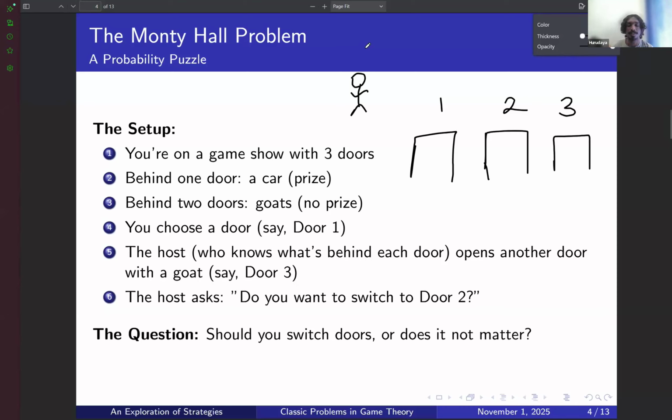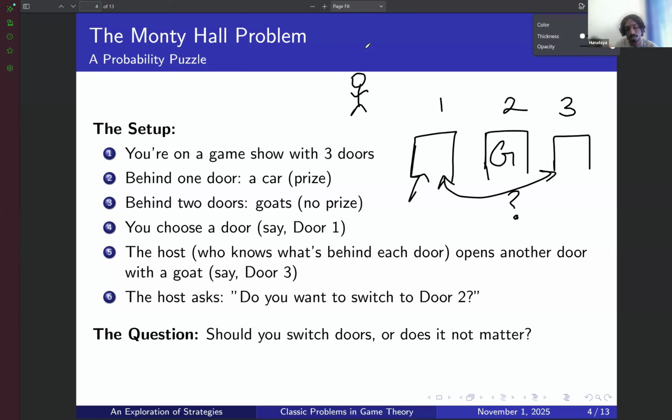After you pick one of the doors, say you pick door one, but you haven't opened it yet, the game show host goes and opens one of the other two doors, say door two, and shows that there's a goat behind it. Now the question is, do you switch to door three or do you stay at door one? What do you do in this scenario? Or does it not matter what you do?